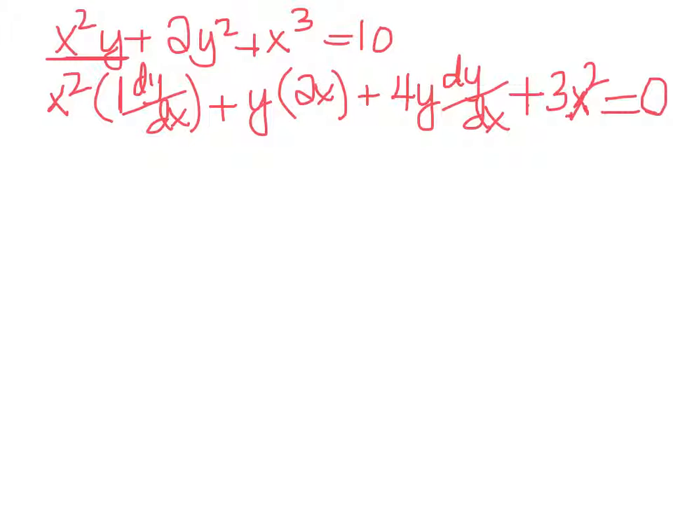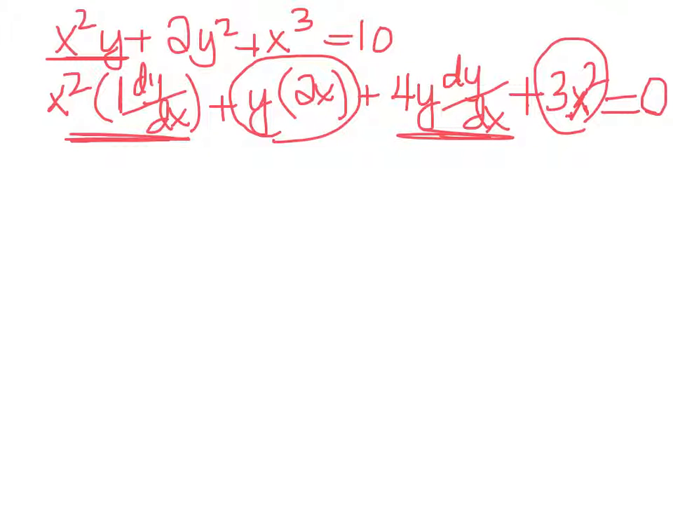Now this one's a little bit different. So what you're going to do now is try to get everything that has a dy/dx, which would be right here, and leave those on the left-hand side of the equal sign. And then everything that doesn't have a dy/dx, the 2xy and the 3x squared, is going to move over to the right-hand side. Okay, so then what happens is we get x squared dy/dx.